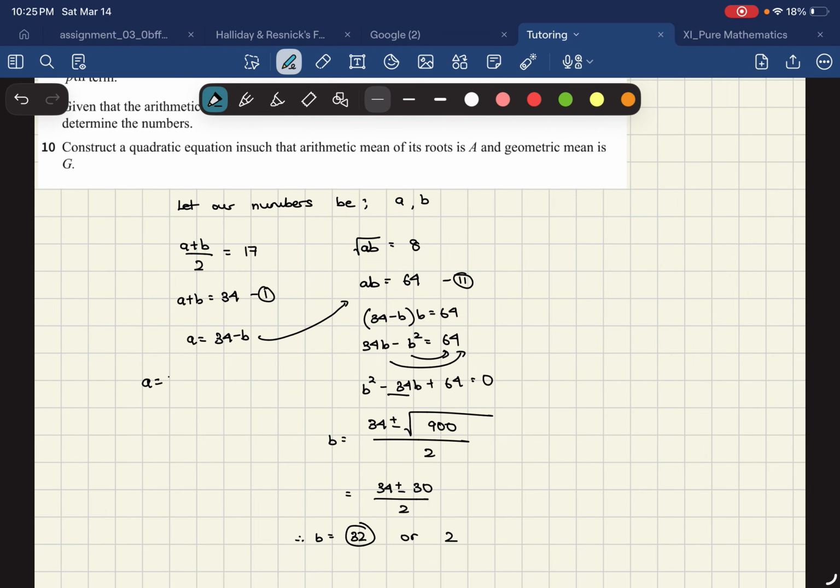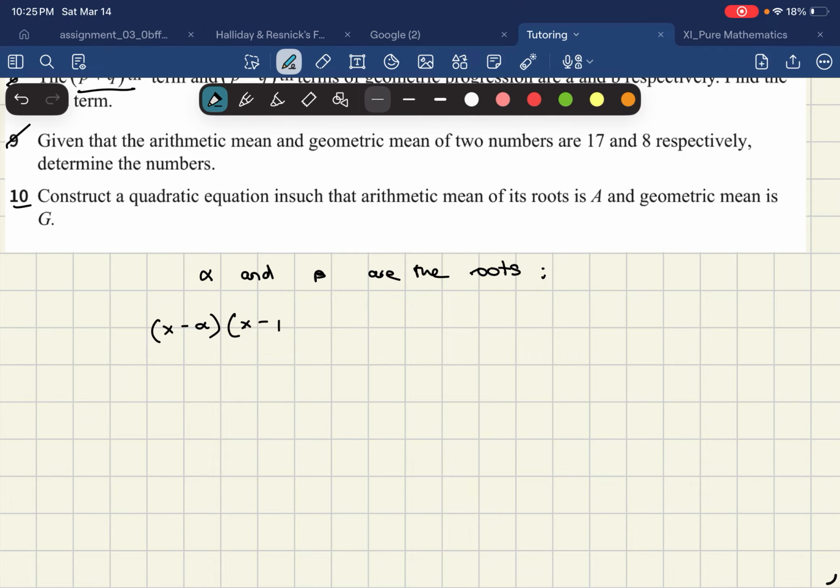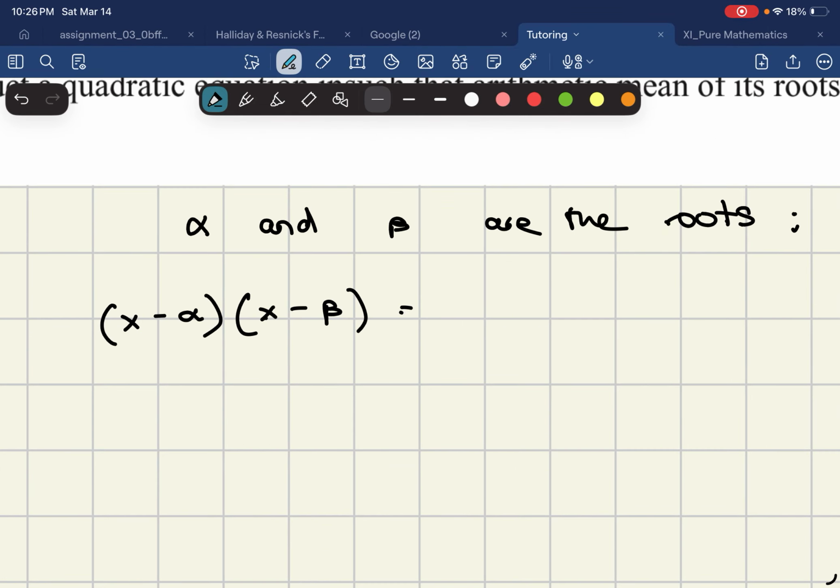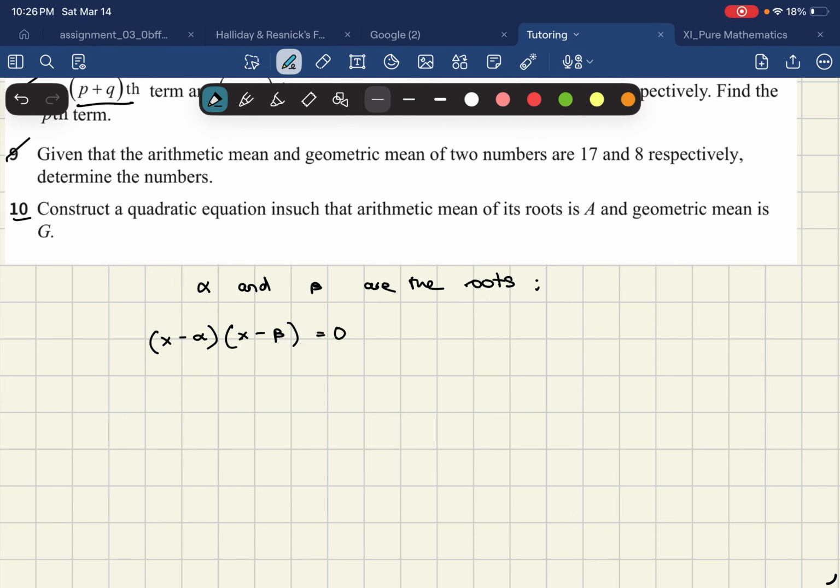And finally, this is an interesting question. This touches on something we haven't covered yet, but we want to construct a quadratic equation such that the arithmetic mean and geometric mean are given. Let's just say our roots are alpha and beta. So alpha and beta are the roots. And what do we know about the roots? Well, if I put alpha or beta into my quadratic equation, then I should be getting 0, right? So if I substitute x is equal to alpha, I get 0. If I substitute x is equal to beta, I get 0.